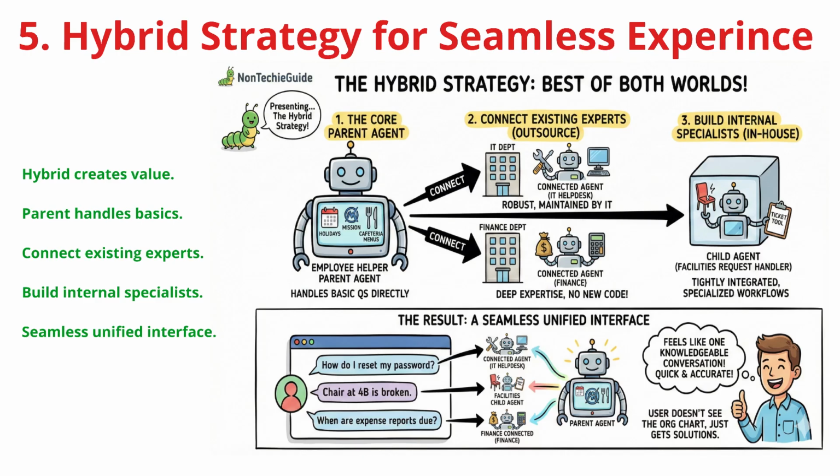In Step 3, we build internal specialists, like a child agent, specifically for handling facilities tickets. The result is a seamless, unified interface. The user can ask about password resets, broken chairs, and expense reports all in one chat. The parent agent orchestrates everything behind the scenes. The user never sees the complex org chart. They just feel like they are having one knowledgeable conversation and get quick, accurate solutions.